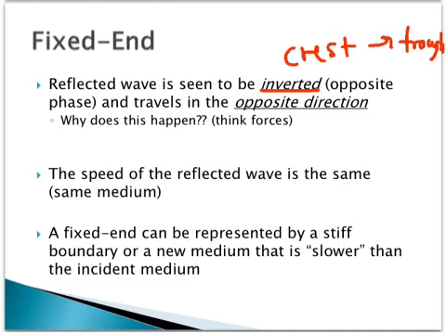So let's ask ourselves, why does this happen? Why is it, when it hits a fixed end, which I'll draw as a solid dot, that it comes back inverted? Why does it do that? Well, let's apply what we know. Looking at it, it's a fixed end. So when the wave gets to this part, remember, these are really wave pulses, but it's a transverse wave, meaning the particles are going to oscillate perpendicular to the direction of the wave.